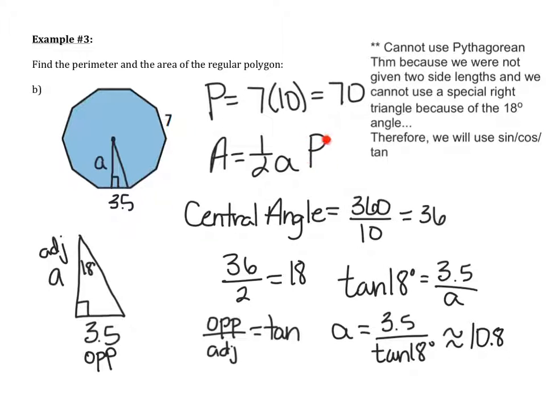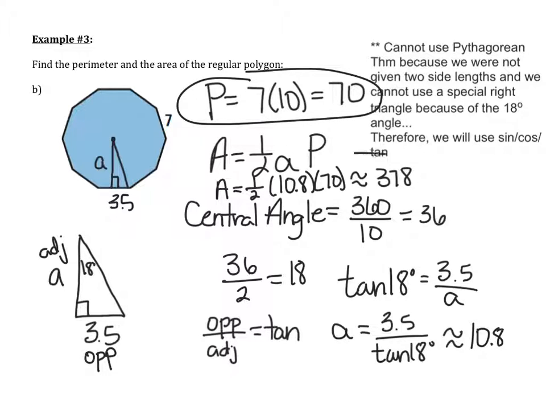We know the perimeter is 70, and we know the apothem is about 10.8. So to find the area, we would take 1/2 times the apothem 10.8 times the perimeter. And I'm going to say that it's approximately this much since we rounded to find the apothem. That means my area is not an exact answer. So again, 1/2 times 10.8 times 70 is equal to approximately 378. So again, the perimeter is 70 and the area is about 378 units squared.